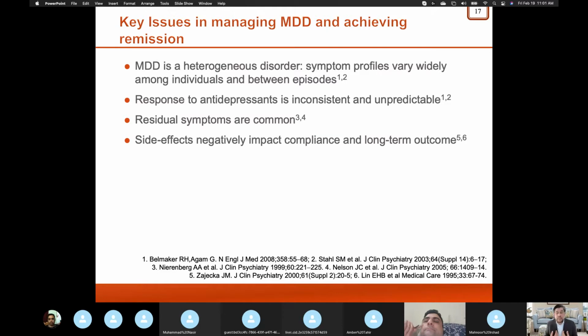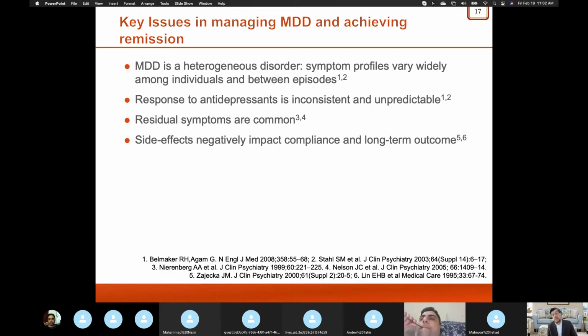I still prescribe tricyclic antidepressants to my patients. Most of the psychiatrists have left it. I still give clomipramine up to 200 milligrams per day in major depressive disorder, and there is evidence that people do respond to it. Response to antidepressant is inconsistent and unpredictable. This is unfortunately not me saying it. This is what the available scientific literature says.